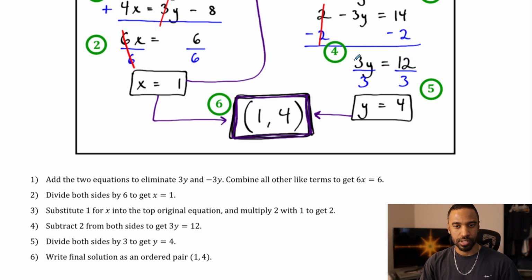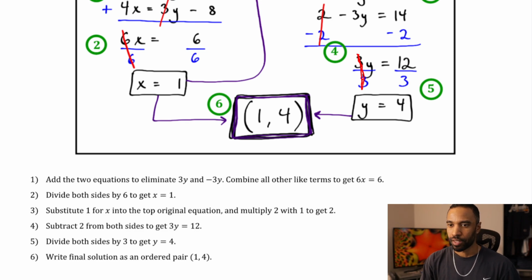And then he divides both sides by 3. There should be a cancellation right there. Boop. Divides both sides by 3 to get y equals 4. 12 divided by 3 is 4. And finally, he writes his final solution as an ordered pair, (1, 4). Now, if you look at that, you might nod your head and say, yep, so all looks good.